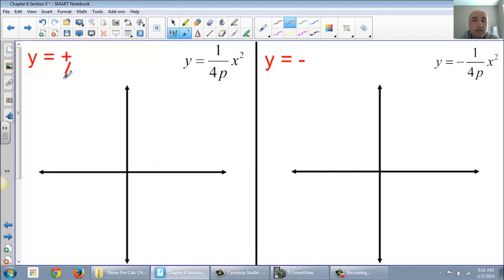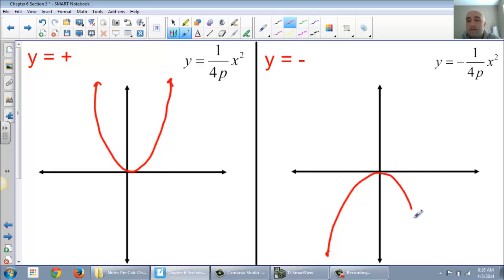Oh, there we go. So this one is going to open up, and the y equals negative parabola opens down. That should make sense. The positive version of y equals opens up because up is positive, and the negative version of y equals opens down.